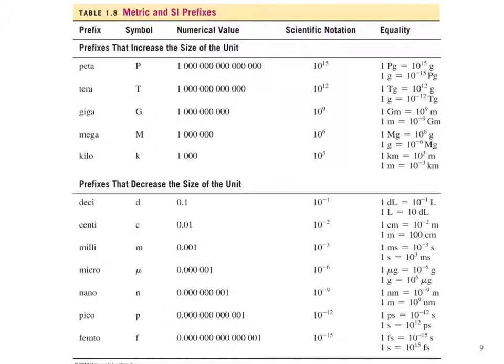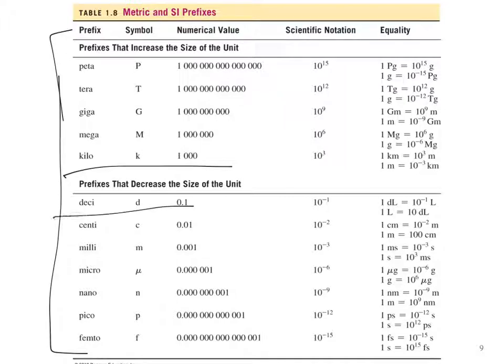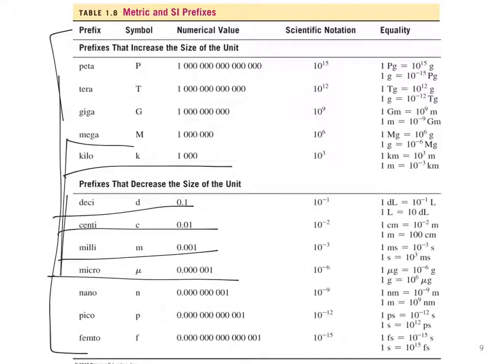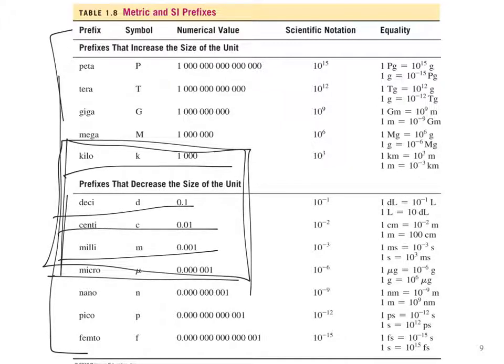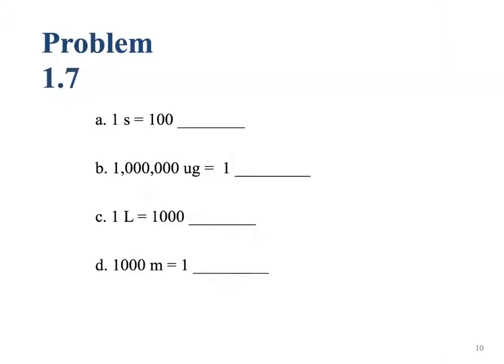Some other prefixes are here. Not all of these have to be memorized. Again, kilo is important, deci, centi, milli, and micro. These are the prefixes that we need to memorize for quizzes and exams.